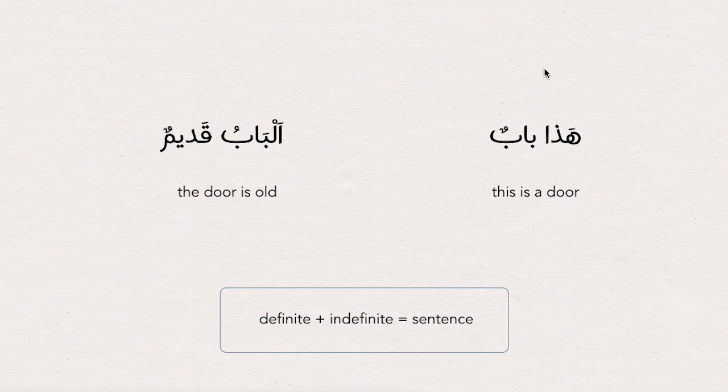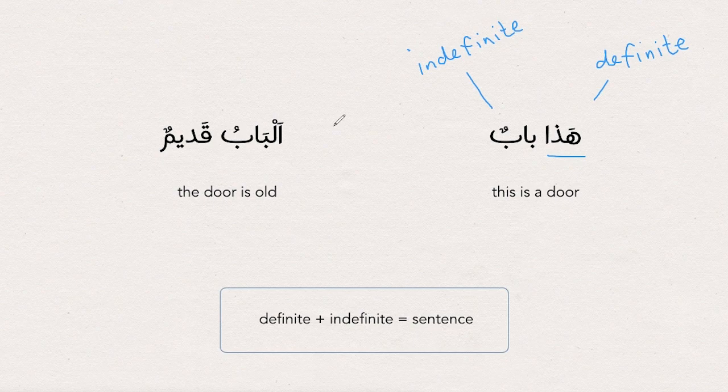So if we look at the first one, this is a door. هذا, that's definite. All demonstratives are definite in Arabic. So هذا is definite and babun is indefinite. And that meeting of definite and indefinite, that's what gives us is here and makes the meaning this is a door. When you get definite plus indefinite, it's like they fizz together and they make a complete sentence. This is a door. It may sound very mundane, but it's a complete idea.